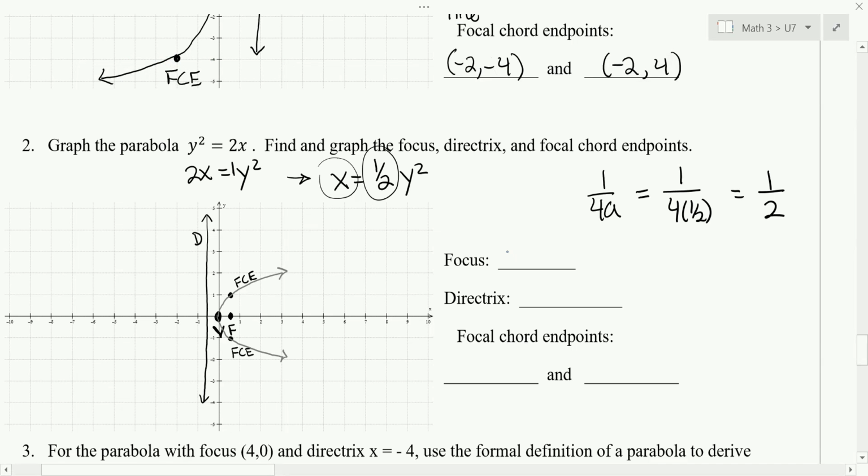So what's the focus? What's the coordinate of that focus, guys? 1/2, 0. What's the equation of the directrix? Directrix is a line, so you better need an equation here. X equals negative 1/2. And then the bottom, the lower focal chord endpoint, let's start with that one. 1/2, negative 1. And then the last one, the one above, is going to be 1/2, positive 1.